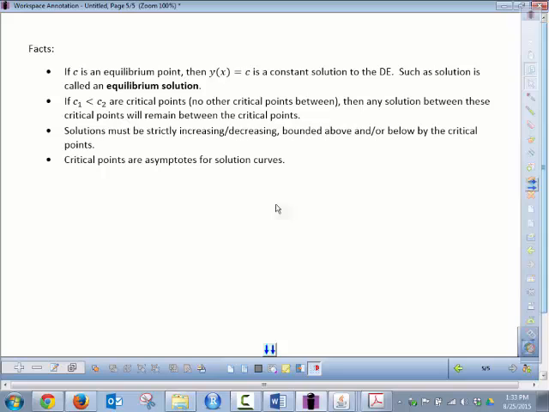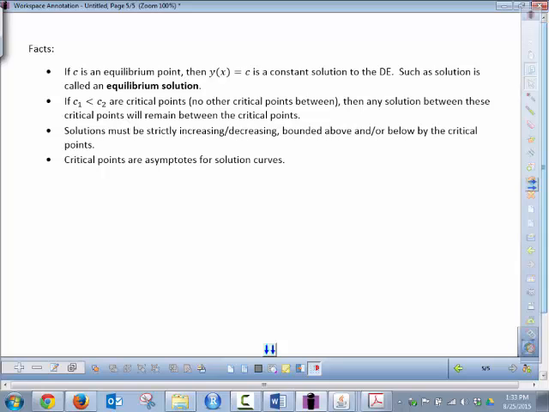So, if C is an equilibrium point, then Y equals C is one solution if you're just going to stay at that constant level, like if we were to stay at that 1/2 level, or negative 1/2 in the previous problem. If you have two critical points, then no other critical points can be in between them. Otherwise, we would have found it by setting it equal to 0. Then any solution between these critical points will remain between the critical points.